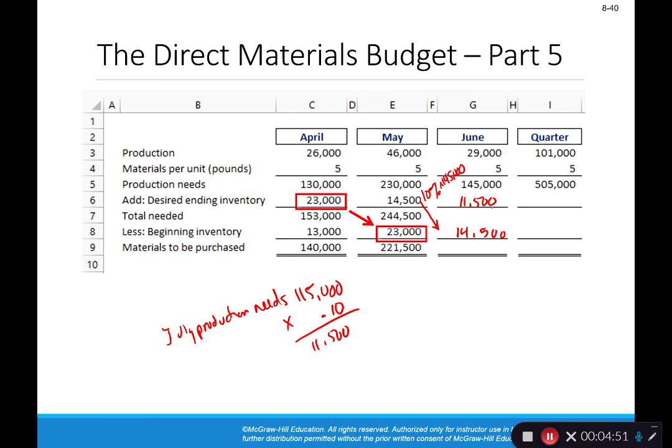And then we can finish it up. So 145,000 plus 11,500 is 156,500 minus 14,500 is 142,000.